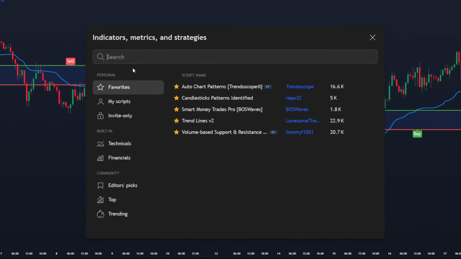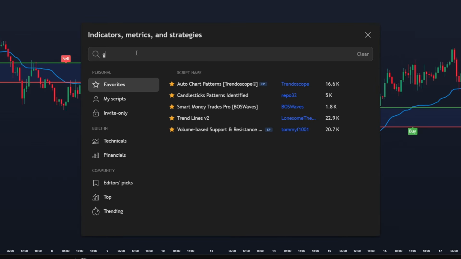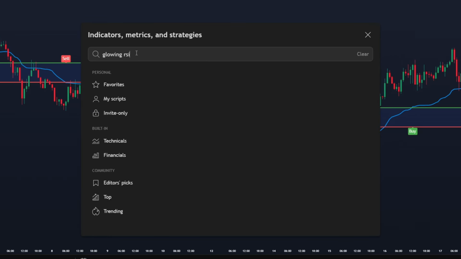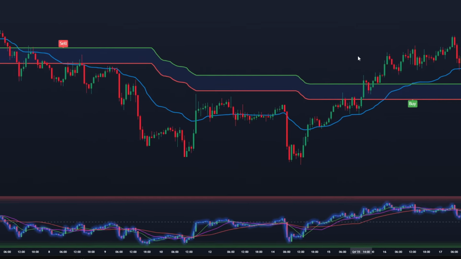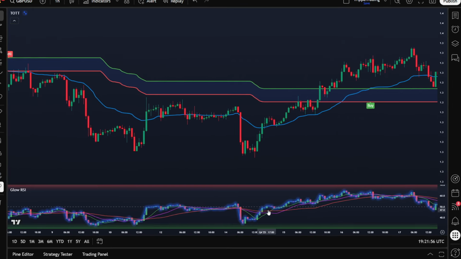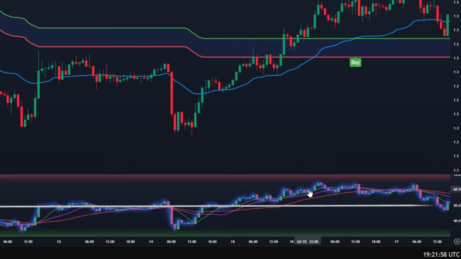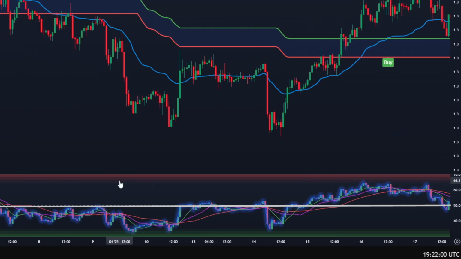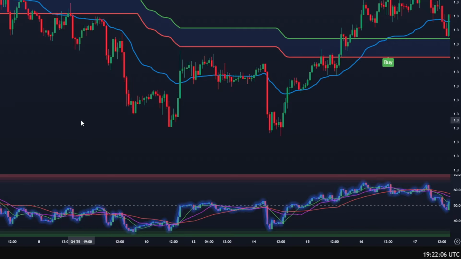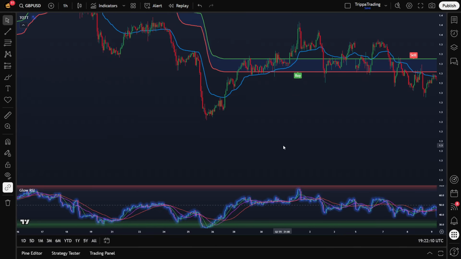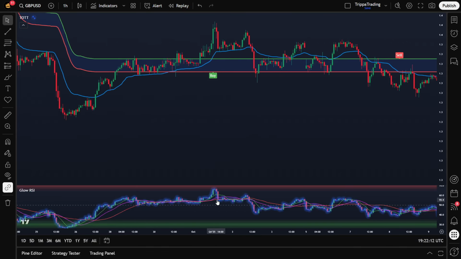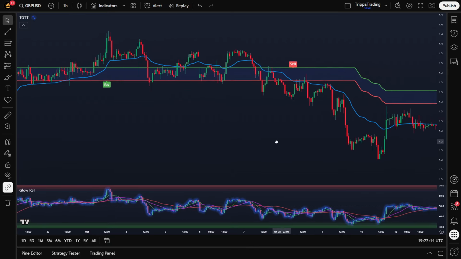So go back to Indicators tab and type Glowing RSI Candlesticks. Add that. This indicator changes the candle color based on RSI readings. When RSI is above 50, this shows bullish momentum. When RSI is below 50, candles darken to show bearish pressure. Think of it as momentum painted directly onto your chart. No need to keep checking the RSI window below. Now our setup is ready.